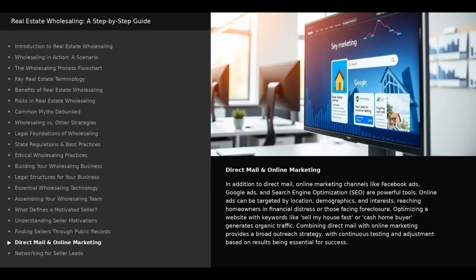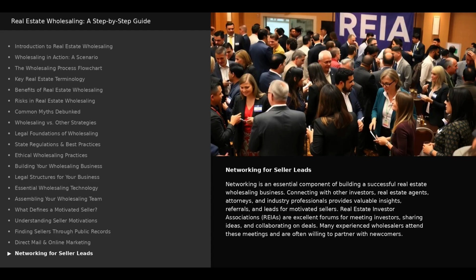In addition to direct mail, online marketing channels like Facebook ads, Google ads, and search engine optimization, SEO, are powerful tools. Online ads can be targeted by location, demographics, and interests, reaching homeowners in financial distress or those facing foreclosure. Optimizing a website with keywords like "sell my house fast" or "cash home buyer" generates organic traffic. Combining direct mail with online marketing provides a broad outreach strategy, with continuous testing and adjustment based on results being essential for success.